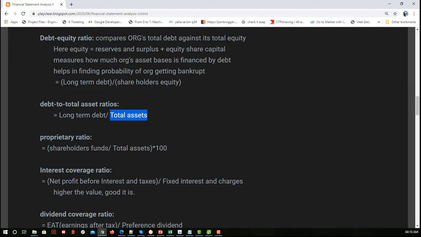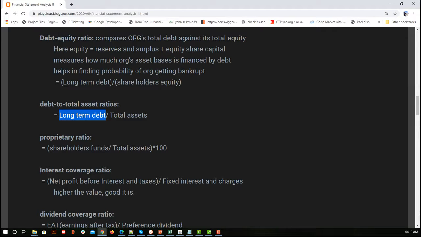So 20 into 5 is 100. So if I have to pay 100%, I have only 5% worth of asset. So the more the value of debt to total is, the more it is close to insolvency. Okay, so the company's intention will be to reduce the ratio, in the sense increase the total asset or reduce the numerator, that is long-term debt.